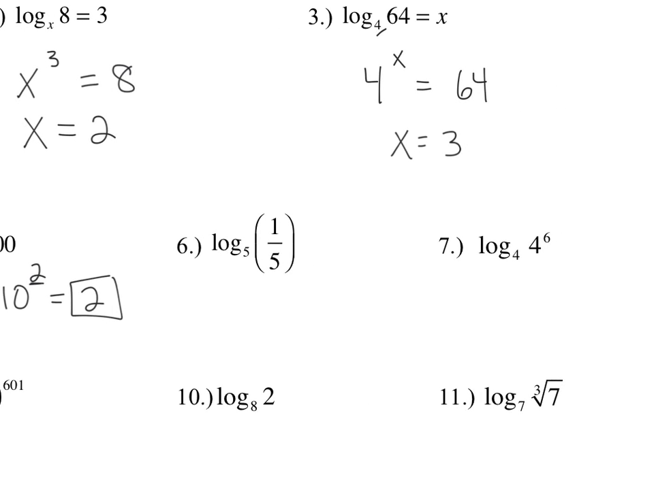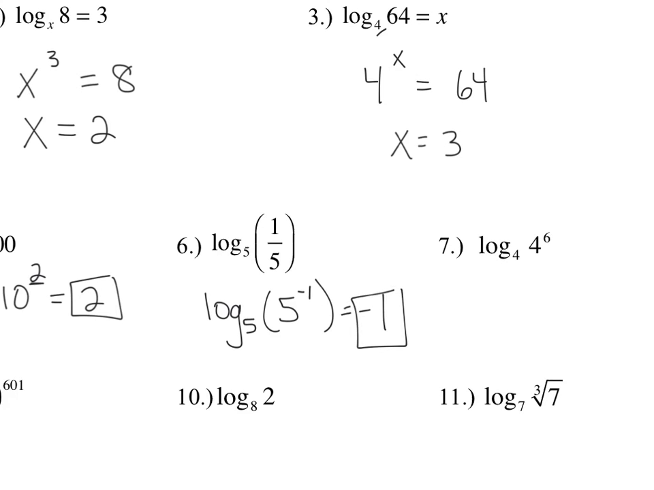Number 6. Again, 1/5 I want to rewrite so that it's a base of 5. So I'm going to rewrite it, you might take a minute to remember your negative exponents, but I'm going to rewrite the 1/5 as 5 to the negative 1st power. Remember, you flip the fraction if you have a negative exponent. So now I have a base of 5, and I'm taking the log of a 5, so my answer is just -1.